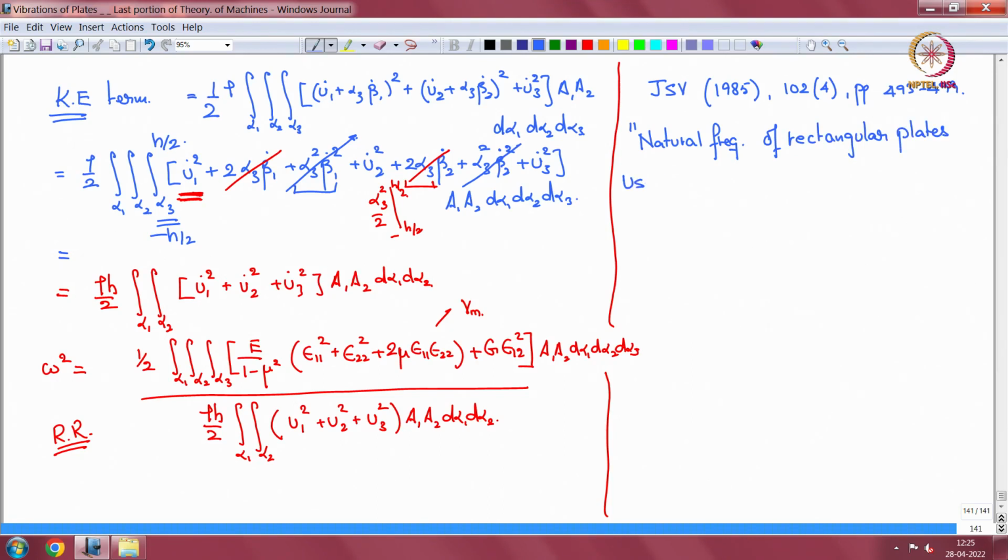using characteristic orthogonal polynomials in Rayleigh method. The author is RB Bhat.